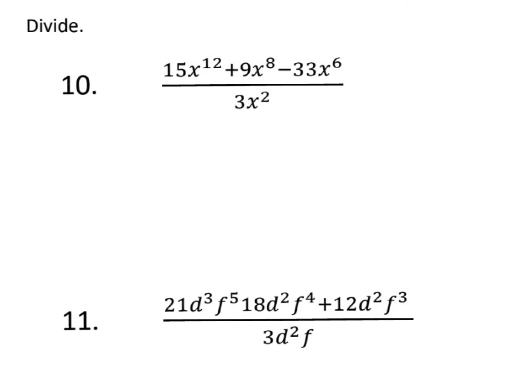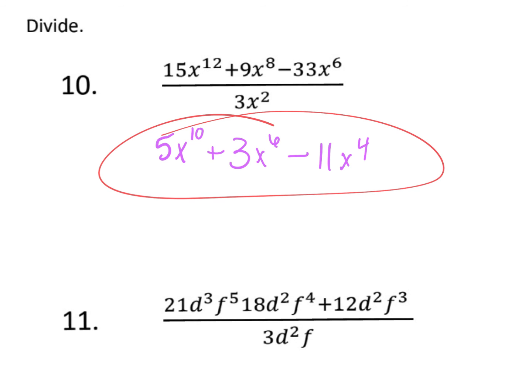All right, and then for our divisions like this, remember we're just taking each term on top, dividing it by the term on the bottom. So you're dividing your large numbers in front, your coefficients, and then subtract your exponents. So 15 divided by 3 is 5, and then 12 minus 2 is 10, so we have 5x to the 10th. And then 9 divided by 3 is 3, 8 minus 2 is 6. And then keep that minus sign there. 33 divided by 3 is 11. 6 minus 2 is 4. So that's your answer for number 10.